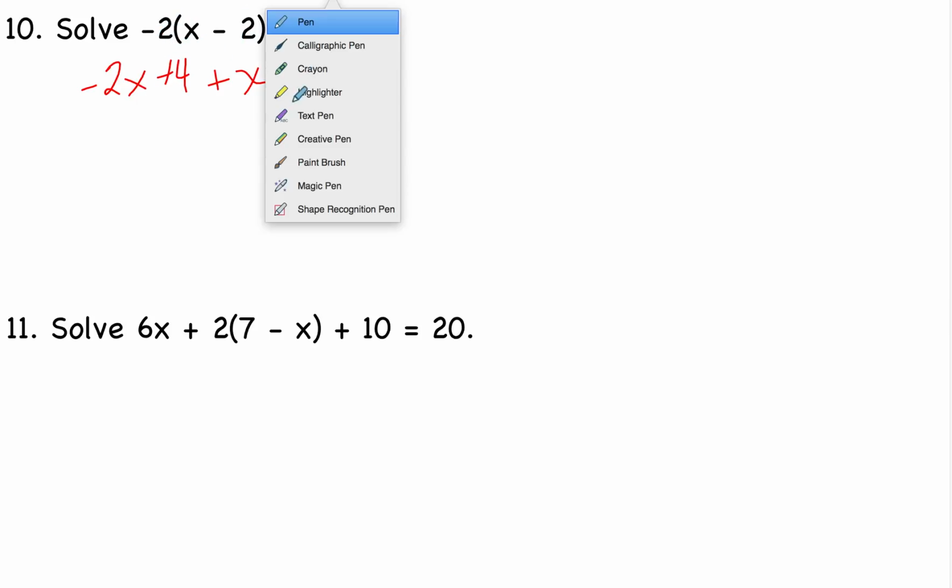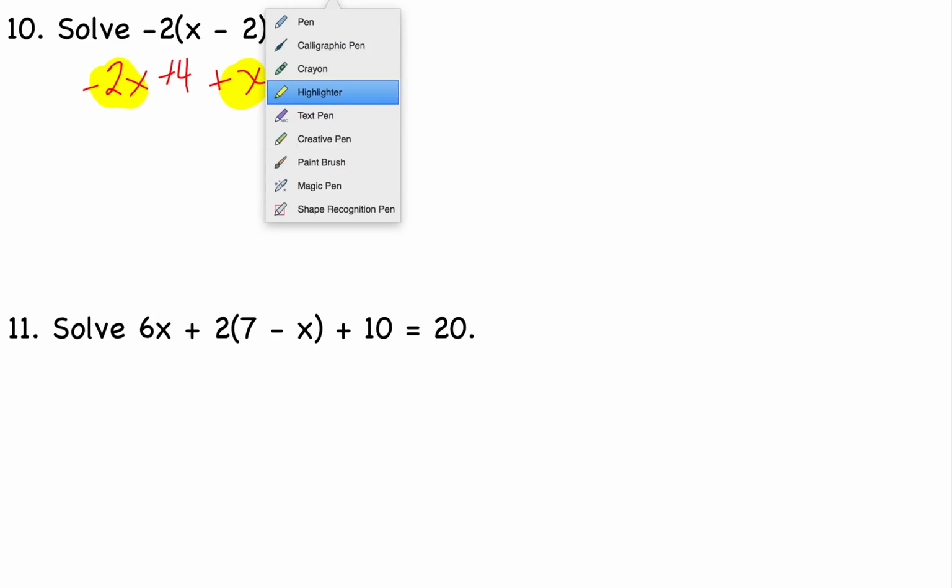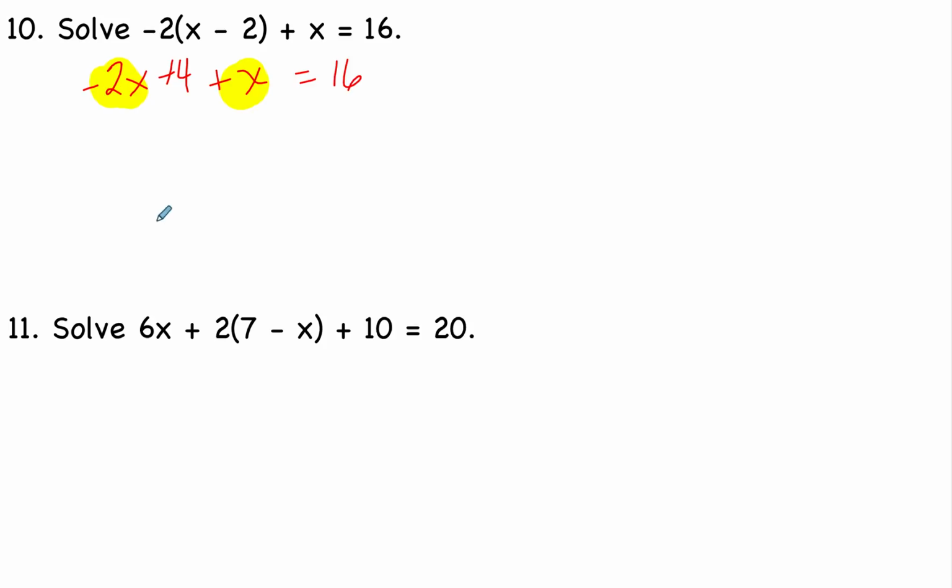So now I have to combine my like terms again. So I have this minus 2x is alike with the plus x, and I don't do the opposite. Remember, these are like terms and they're on the same side, so we're just going to combine those together. A minus 2x and a plus 1x is a minus 1x plus 4 is equal to 16. So now we want to get the x term alone, so we're going to go ahead and subtract 4 from both sides. And when I subtract 4, these two add to 0.